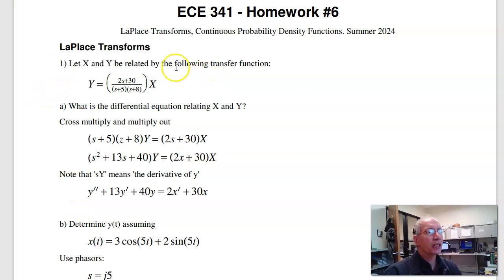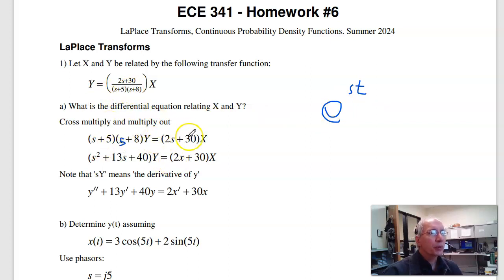Suppose x and y are related by a function of s. s is the Laplace operator. What is the differential equation relating x and y? Now, the assumption behind Laplace transforms is everything is in the form of e to the st. What that does is when I differentiate, I get s e to the st. So s means derivative.